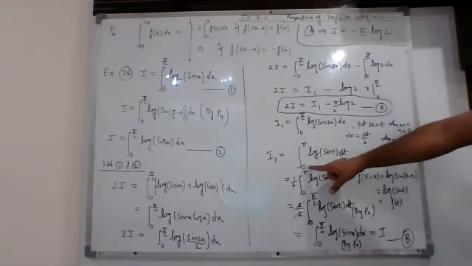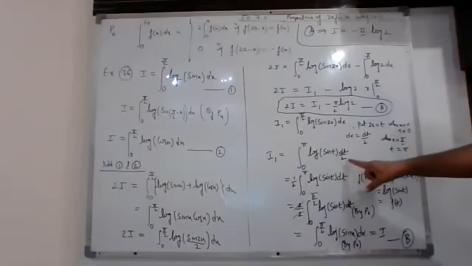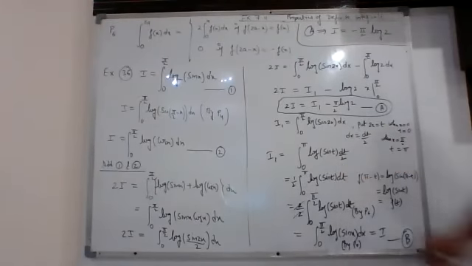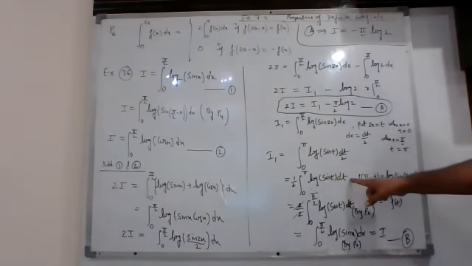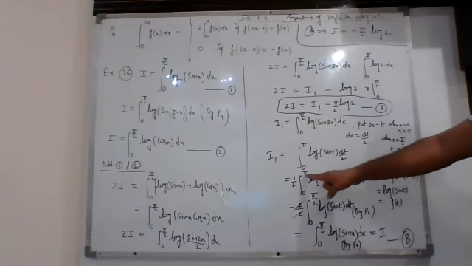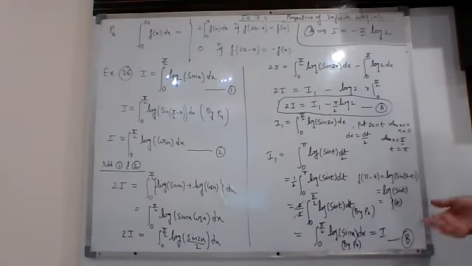So I had changed the limits: 0 to pi log sin t dt by 2. This 1 by 2 can be taken out. So we can write it in this form. Now, we will apply P6 property over here. We are taking 2a as pi. So let us apply P6.